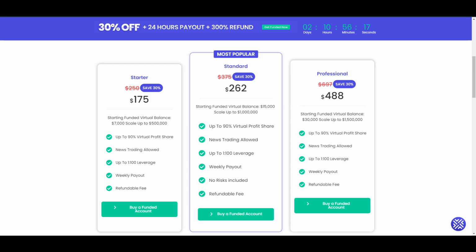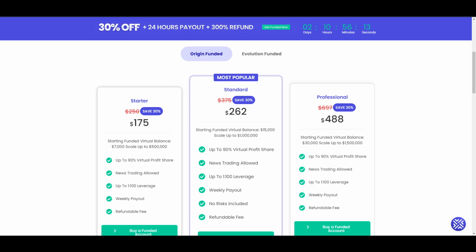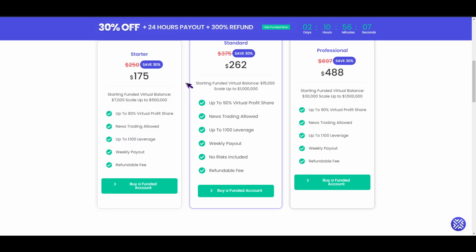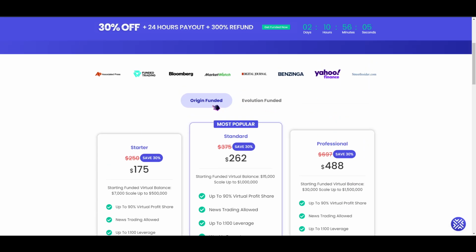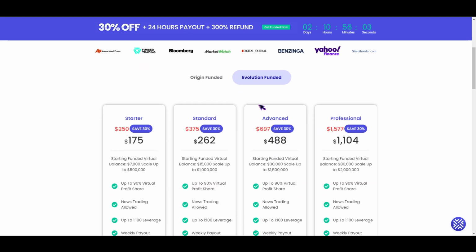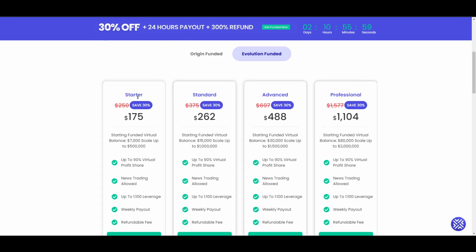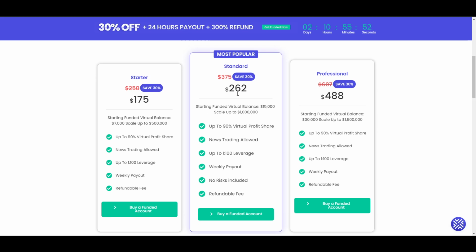So when it comes to pricing, FundYourFX plays fair with the pricing of their plans. As you can see here on their website, they have Starter, Standard, and Professional for the Origin Funded, and for the Evolution Funded, they have added one more. So for the Evolution Funded, it's going to be Starter, Standard, Advanced, and Professional.